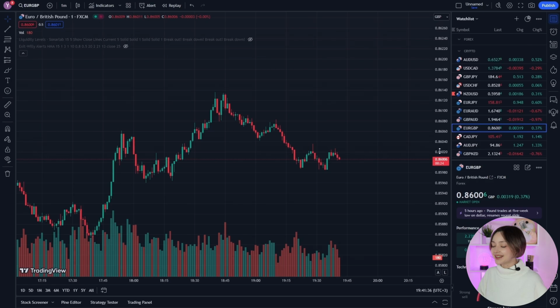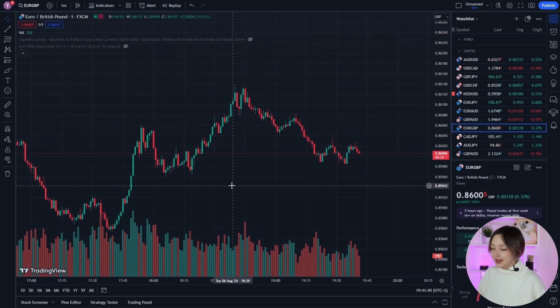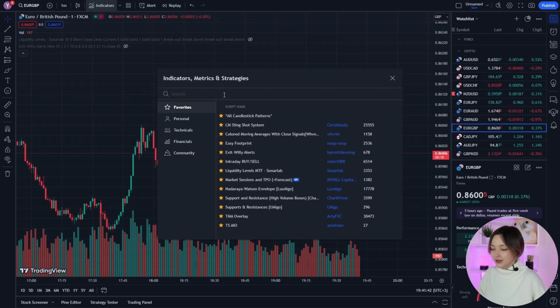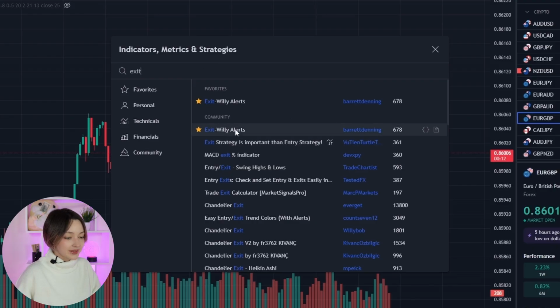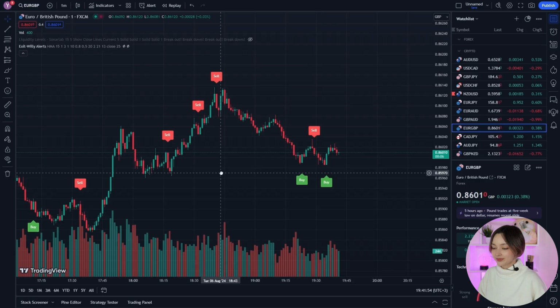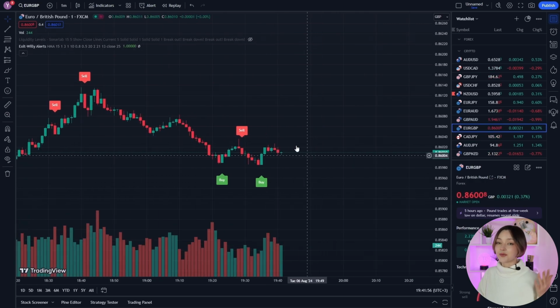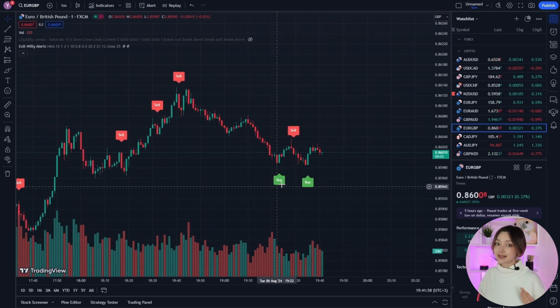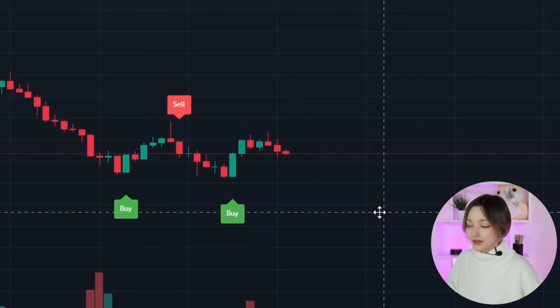Now let's add the indicator that will help us make money today. Let's open the indicator list and add this indicator right here, this one. So basically this indicator provides signals. The signals of this indicator are based on technical analysis and candle analysis.